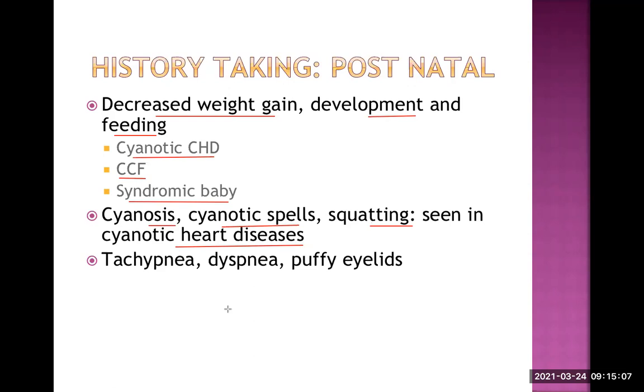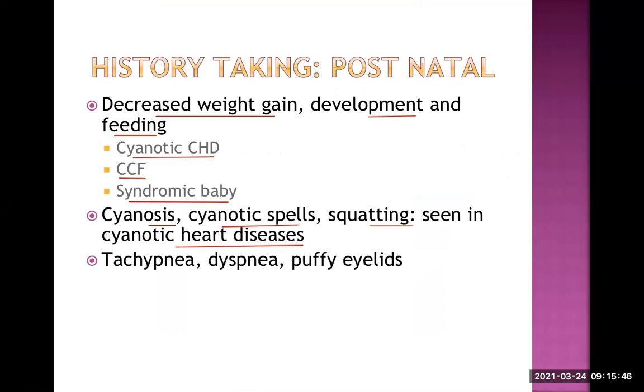Now, cyanosis is the bluish discoloration of skin and mucous membrane when the reduced or deoxygenated hemoglobin is more than 5 gram per deciliter. Okay, this is gram, not milligram. Please remember that. Hemoglobin is always measured as gram per deciliter. So let me repeat again: bluish discoloration of skin and mucous membrane when deoxygenated or reduced hemoglobin is more than 5 gram per deciliter.